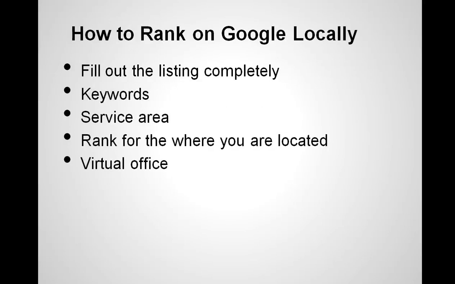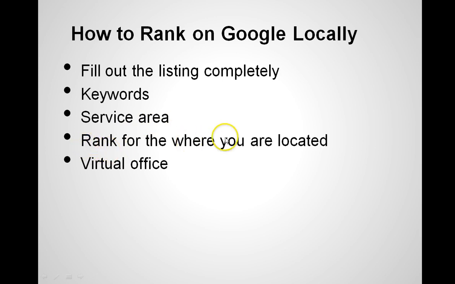So how do we rank on Google Places? What you need to do is go to google.com/places, get an account, and then fill the listing out completely. I'm going to show you how to do that. In that listing, we're going to have our keywords. We're going to list our service areas. If you're a service provider like a plumber or appliance repair technician, you're going to put your service area in there so you can be found in some of these cities.